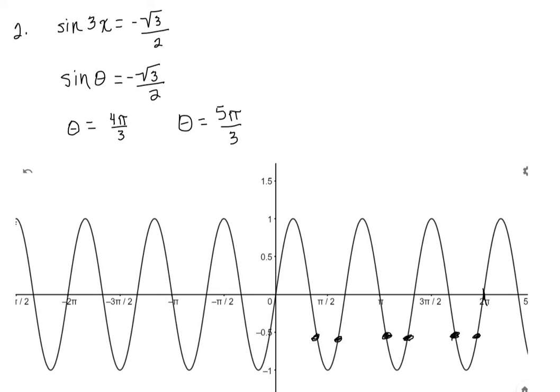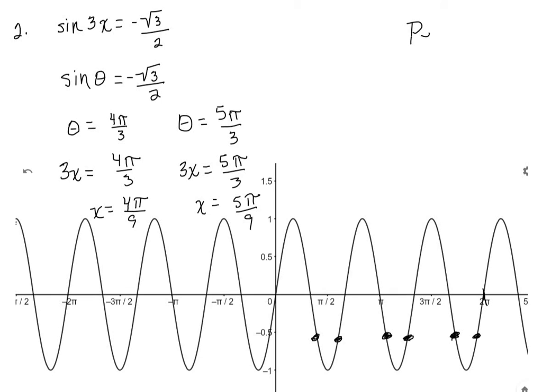I'm interested in 3x. So 3x equals 4 pi over 3, and that's going to give me x to be 4 pi over 9. Over here on the second angle, 3x is going to equal 5 pi over 3. So x equals 5 pi over 9. So those 2 points are plotted down in here, and I'm really not interested in exactly which 2 points they are right now.